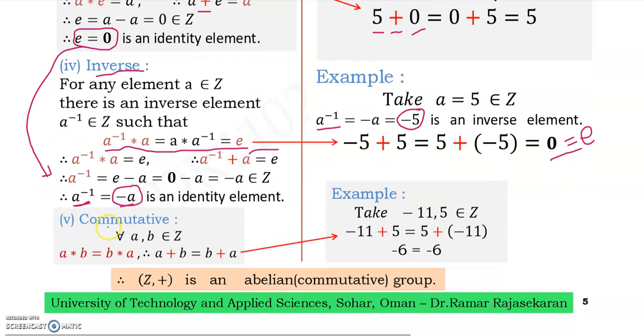Now what is the last property? The commutative property. What is the commutative property? You take any two numbers in Z, then apply A star B equal to B star A. Here A plus B equal to B plus A for all A, B in Z. Yes, sure. For example, you can take two numbers, minus 11 and 5. Then you check minus 11 plus 5 and 5 plus minus 11. Yes, both are correct. That's why Z comma plus is an abelian group.